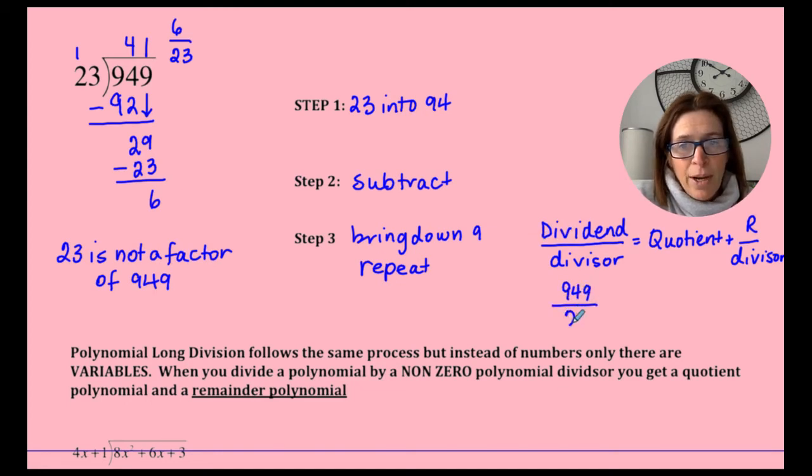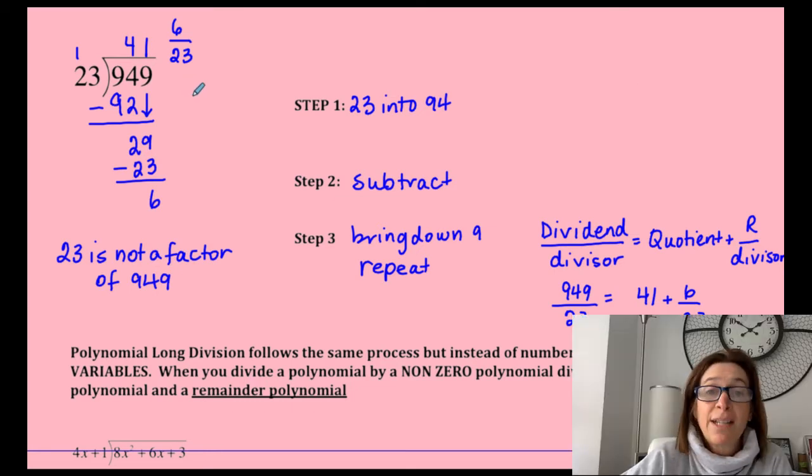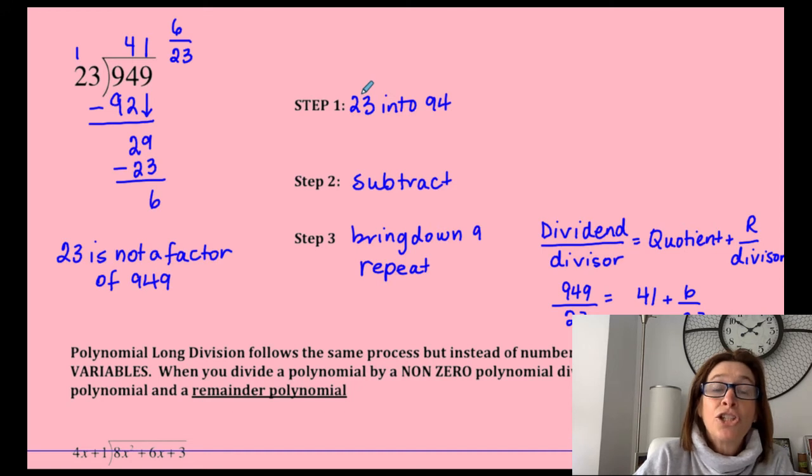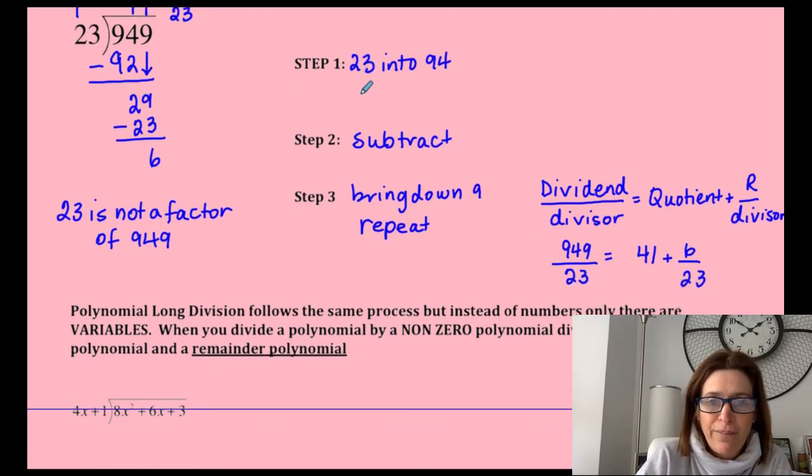Divisor, 23. Equals quotient, 41, plus remainder, all over divisor. Okay? Now, the plus sign's not there because I really don't have to do it if it's a number. Okay? All right, so let's see how we can use this to perform this new thing that you're going to learn called polynomial long division, okay?